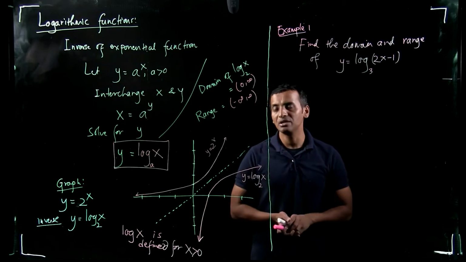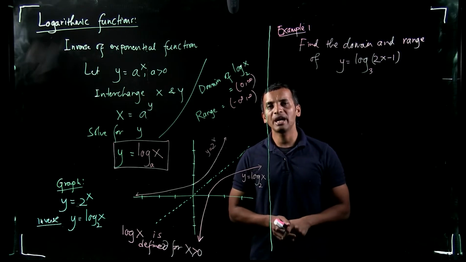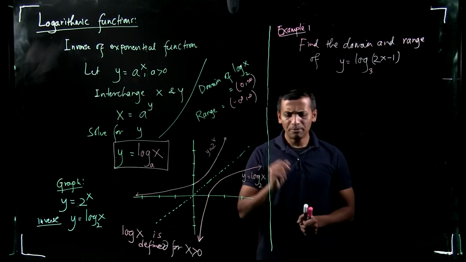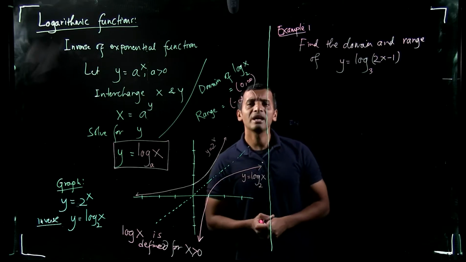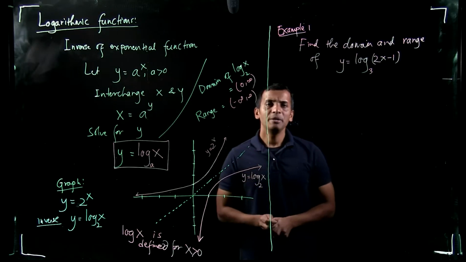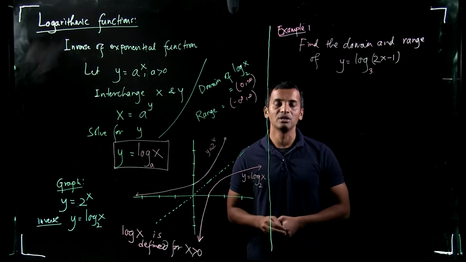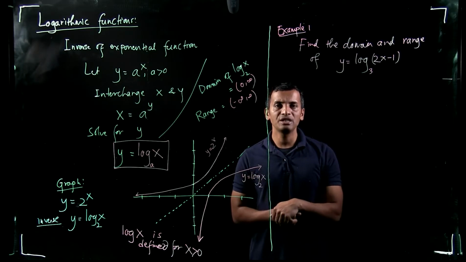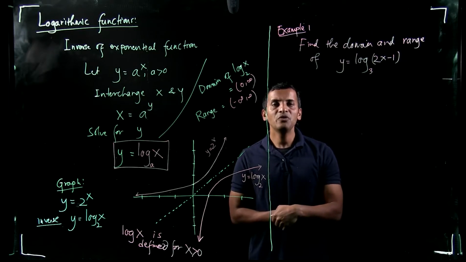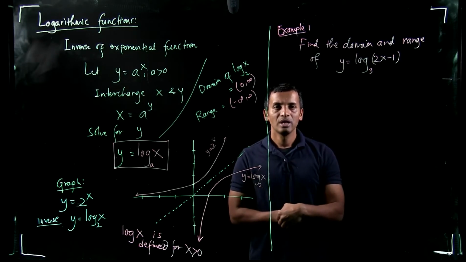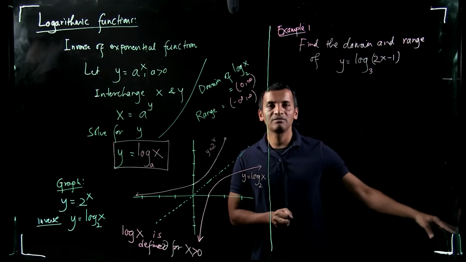We'll see one example here. We want to find the domain and range of a function. One thing I want to note is that it is not easy to find the range of a function. Usually, if you want to find the range of a function, you find the inverse of that function and find the domain of the inverse.